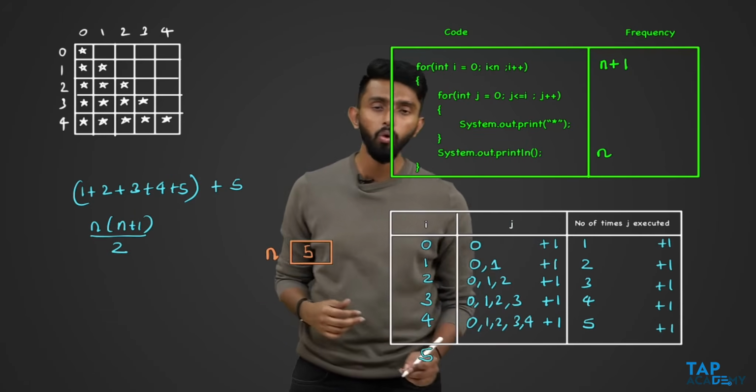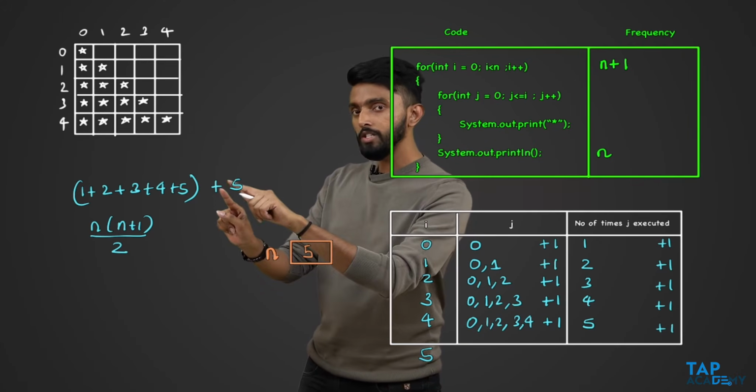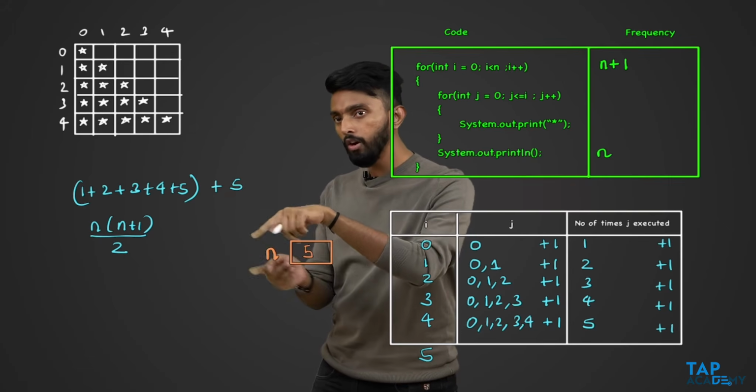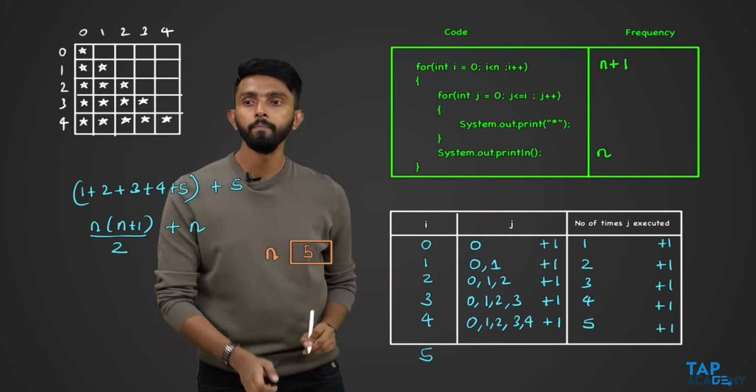I think everybody can correlate. Plus 5, this 5 is same as n. If there were 6 rows, this would be 6. If there were 7 rows, this would be 7. If there were 10 rows, this would be 10. Which means, don't you think confidently I can write it as n?